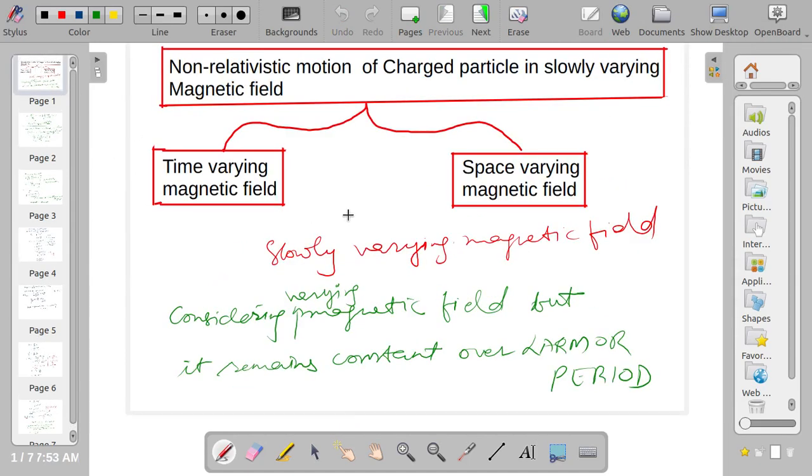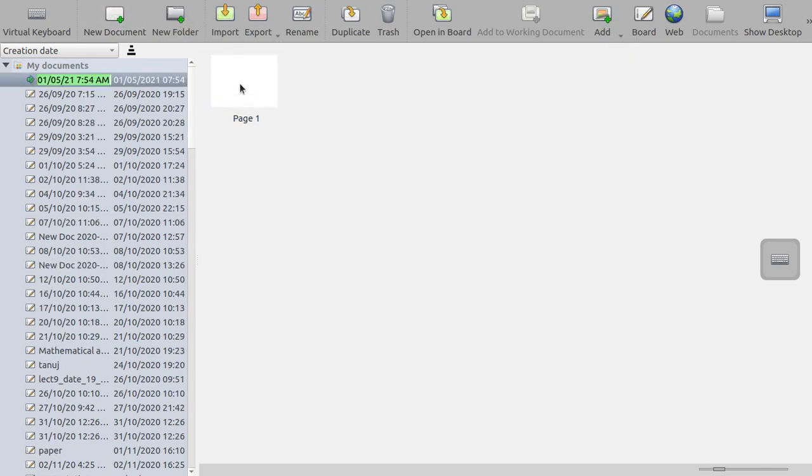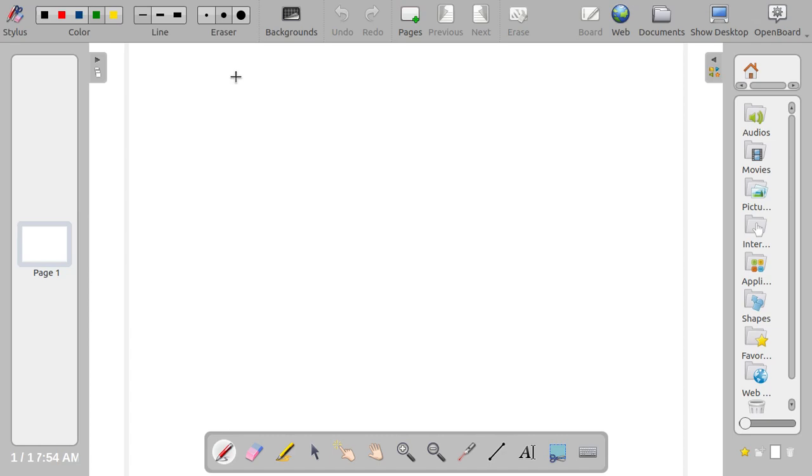In the earlier lecture, I talked about the time-varying magnetic field. Now in this lecture, I will talk about the space-varying magnetic field, and the magnetic field is slowly varying. So let us begin with the space-varying magnetic field.